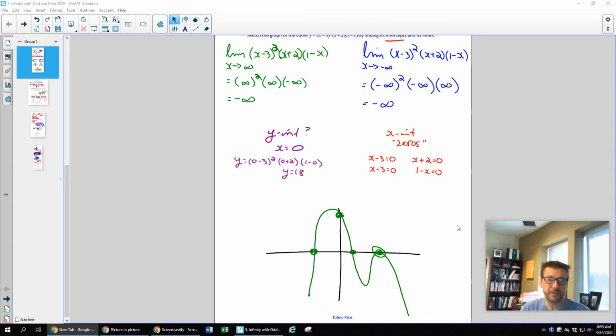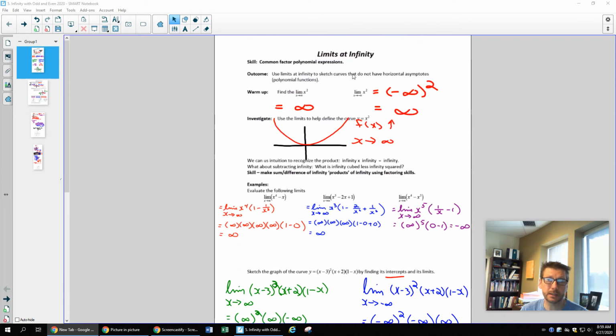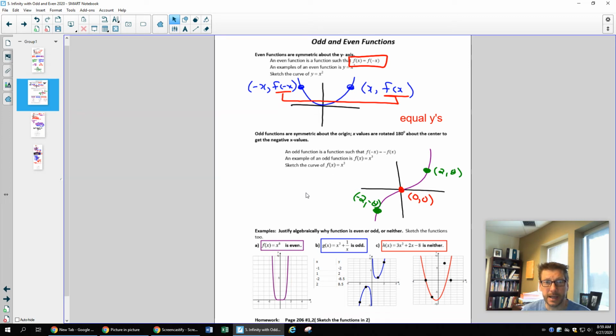So no graphing calculator required, because you get to use your skills. So that's about doing limits at infinity. We're going to add a second lesson here, and it's about odd and even functions. And again, odd and even isn't really a huge thing. It's a nice to know, in a sense.